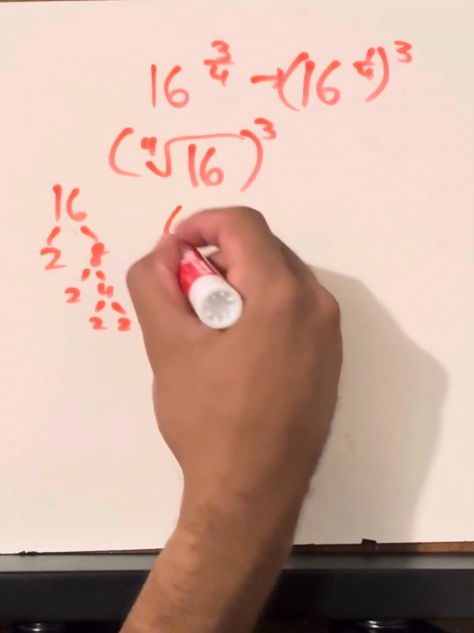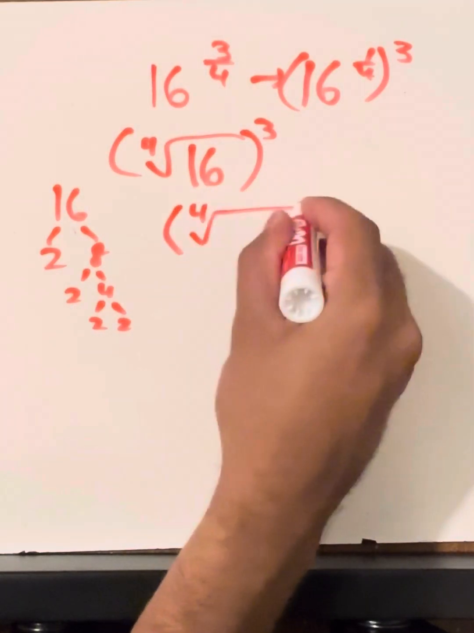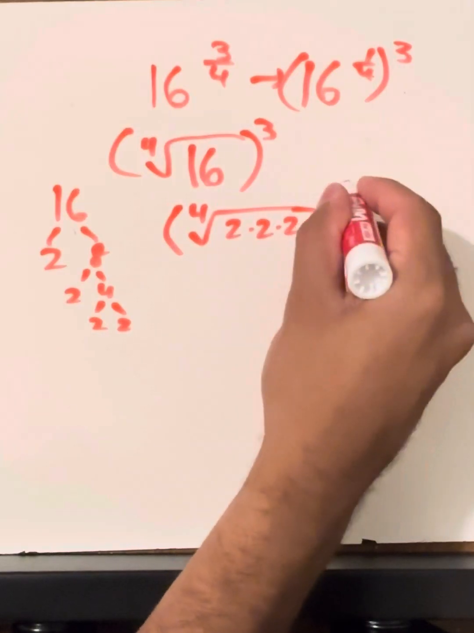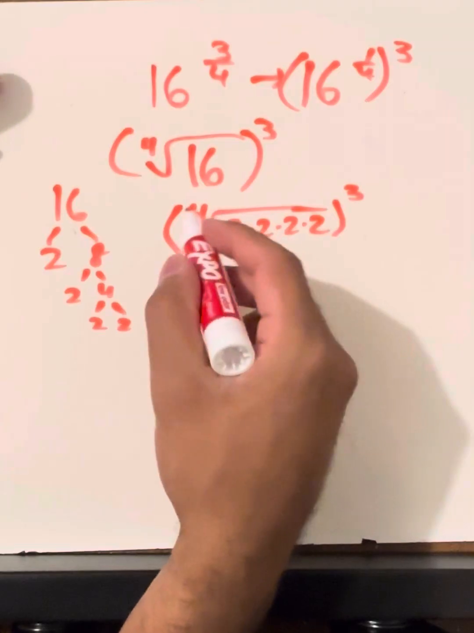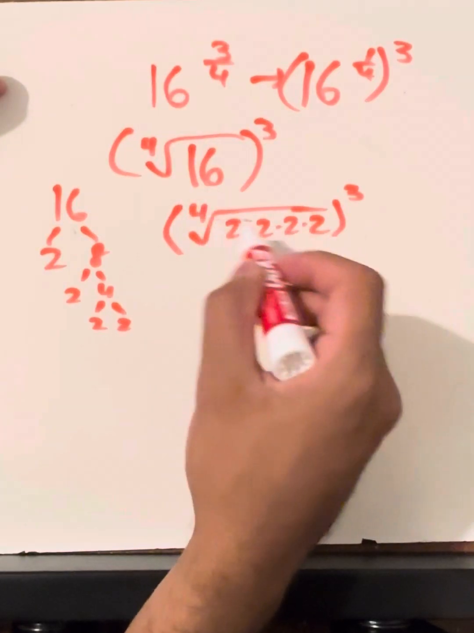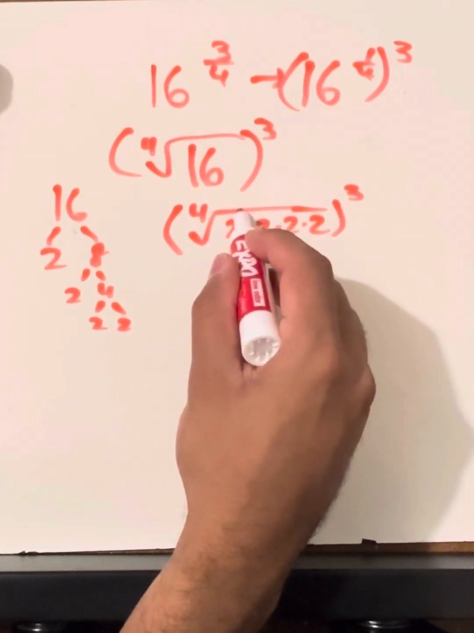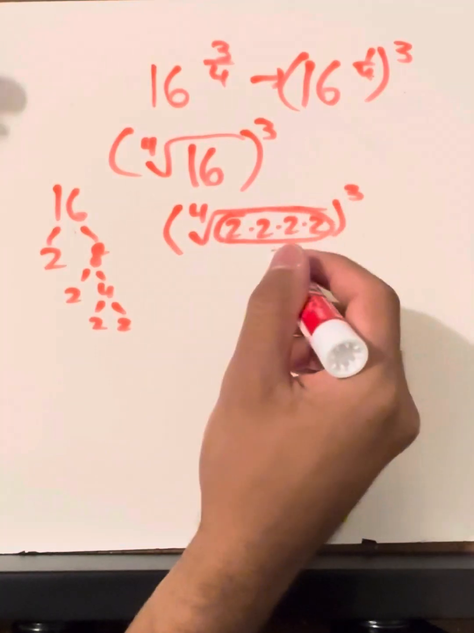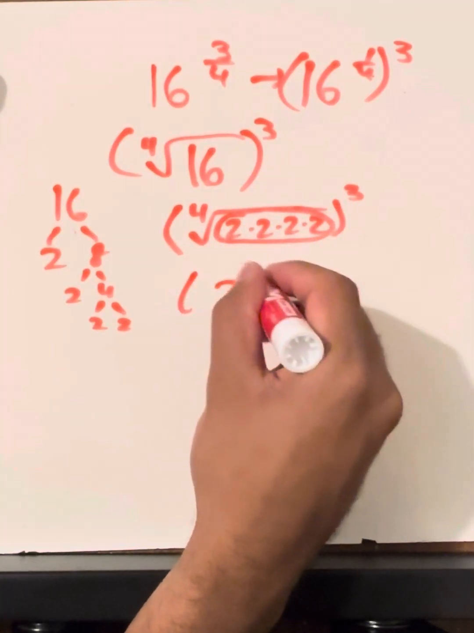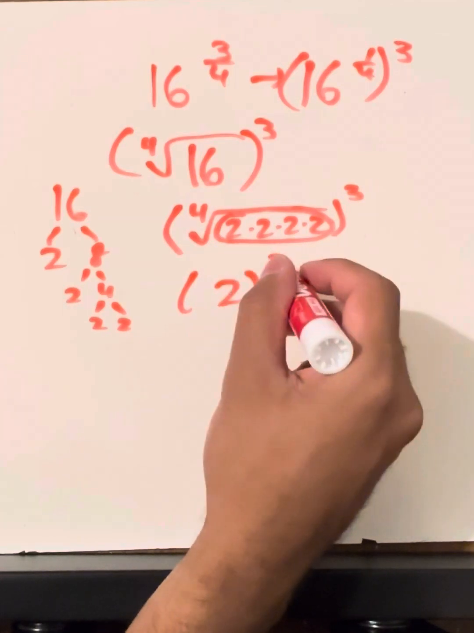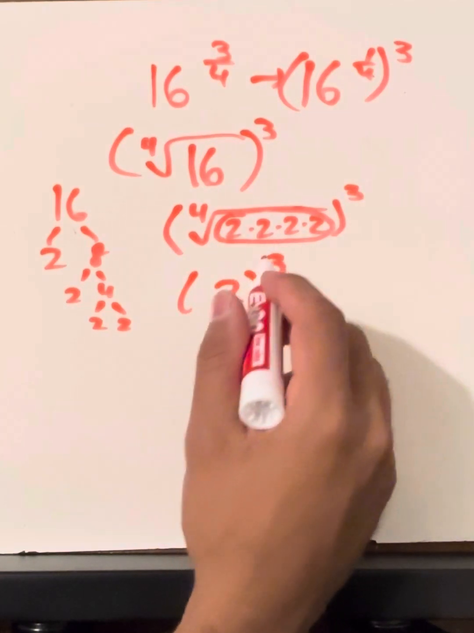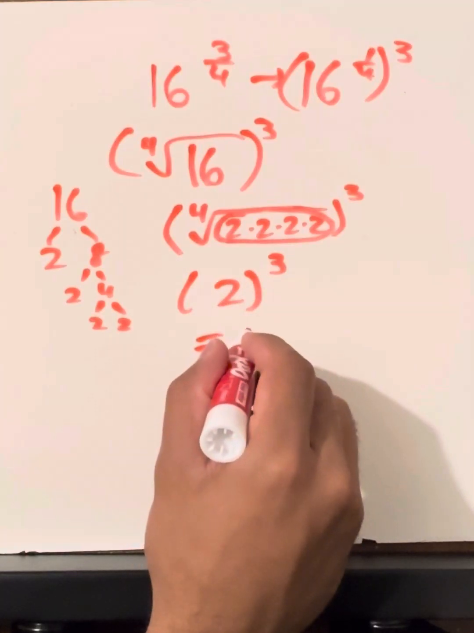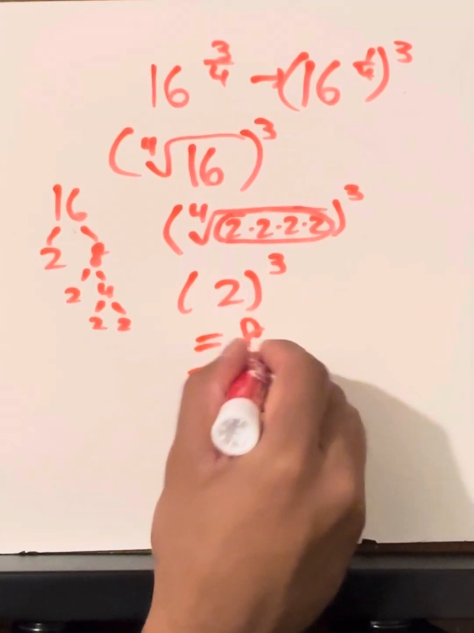So in here, we'll have 4 root 2 times 2 times 2 times 2, and then 3 on the exponent outside. The 4 inside the hook is telling us to find 4 of the same numbers inside of the root sign. So if we have 4, we can circle all of them. For every group that we circle, we can take out one of them. So our answer would be 2 to the third. Now we just need to figure out what is 2 to the third power. So 2 times 2 times 2. 2 times 2 is 4. 4 times 2 is 8. So our answer is 8.